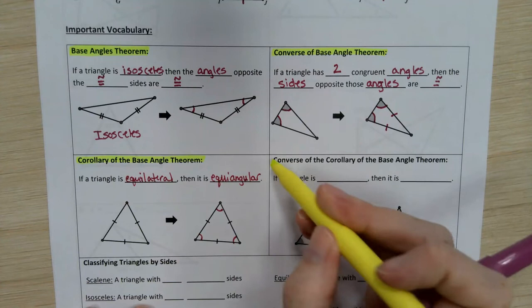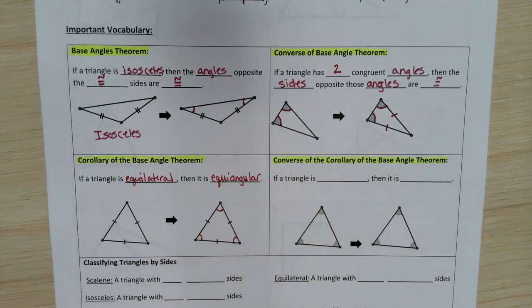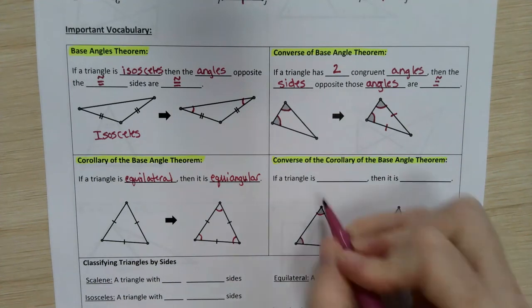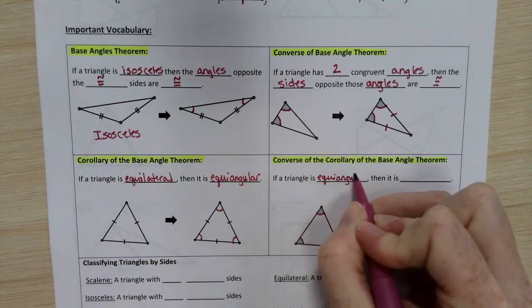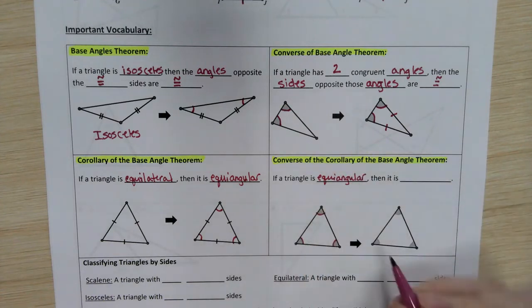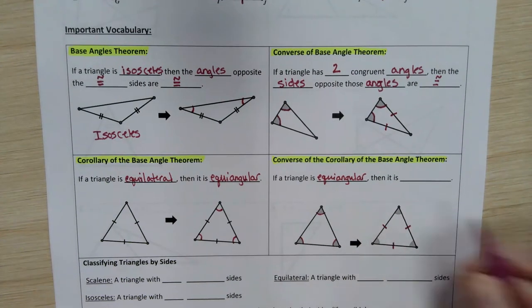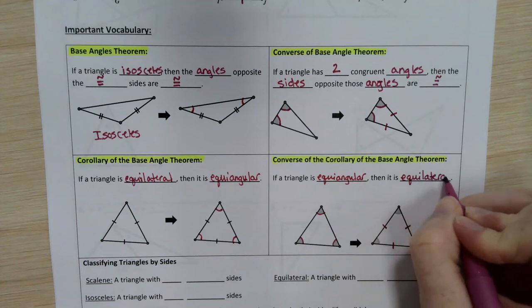If we flip that idea backwards and talk about the converse of that corollary, if we start with the angle information, that means we start by knowing that a triangle is equiangular. Then we're going to be able to mark those congruent sides opposite of each angle, and we will also be able to classify it as being equilateral.